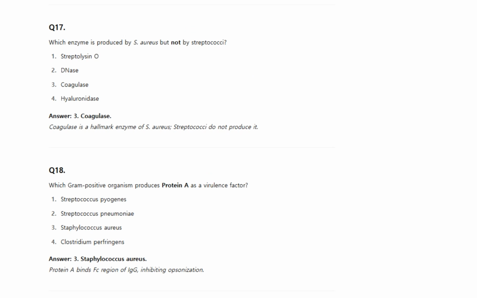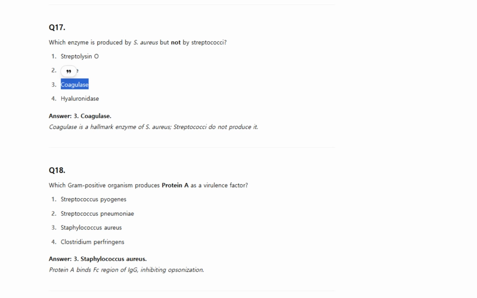Q17. Which enzyme is produced by S. aureus but not by streptococci? 1. Streptolysin O, 2. DNase, 3. Coagulase, 4. Hyaluronidase. Answer 3. Coagulase. Coagulase is a hallmark enzyme of S. aureus. Streptococci do not produce it.